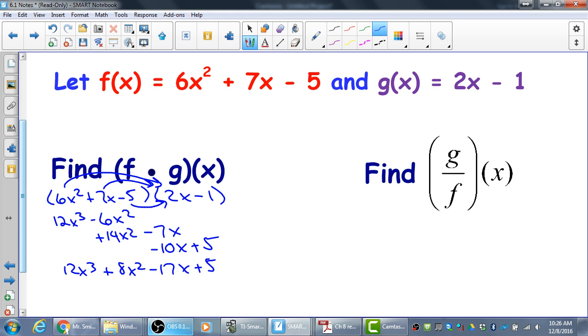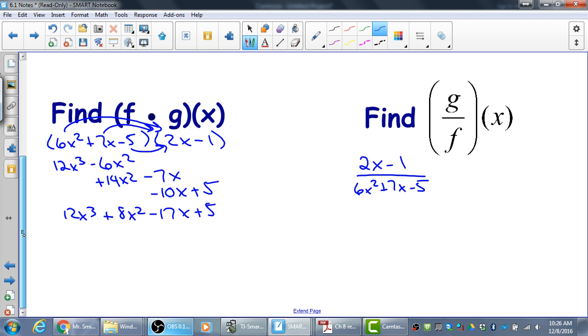Go ahead. Doesn't it work exactly the same though if you just, instead of going 3, you just use these 2 and go over? Yeah, it'd be the same answer. That's right. And then g over f. So 2x minus 1 over 6x squared plus 7x minus 5.